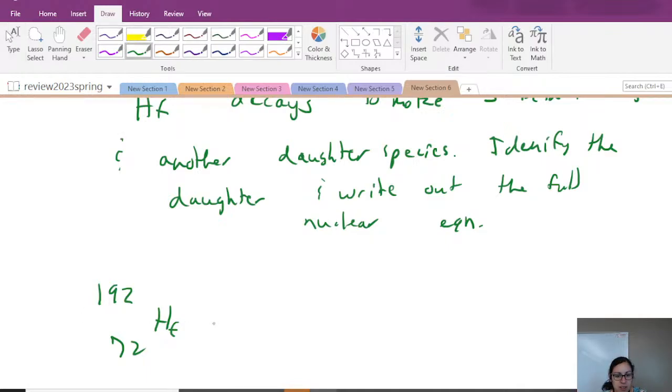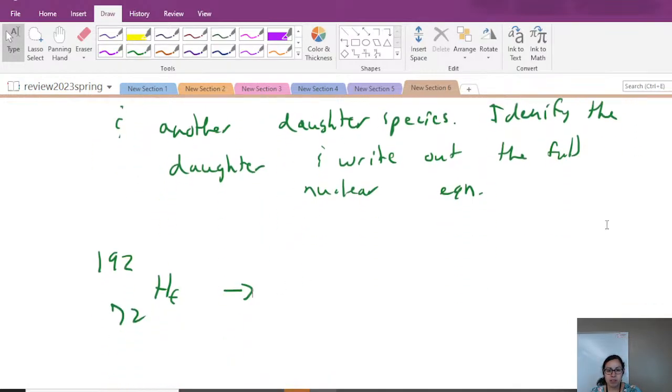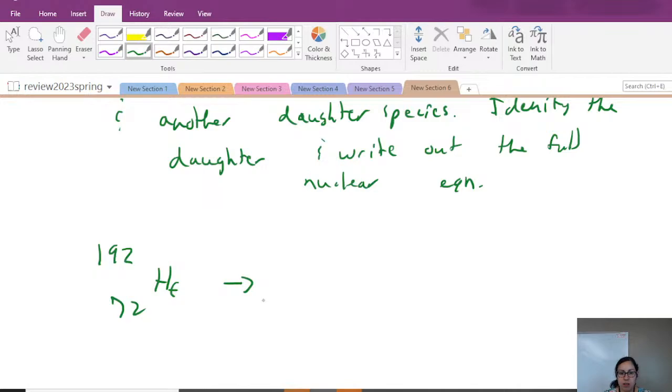And so what do we say? It makes 3 beta particles. So what's the symbol for beta? We had the little beta, but then what were the numbers? 0, -1, and then we'll put a 3, so you know that you're multiplying. So 3 times -1 would be -3 on this side.